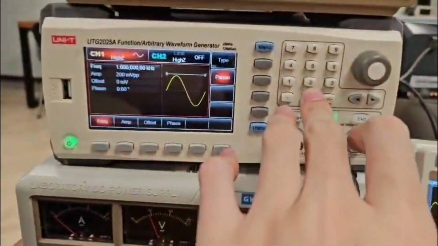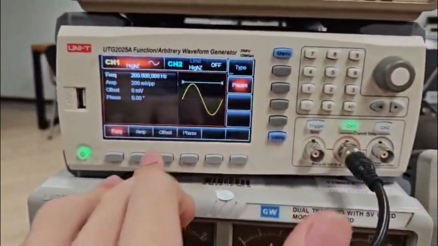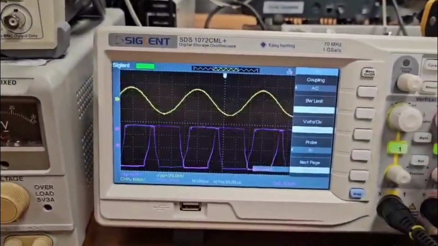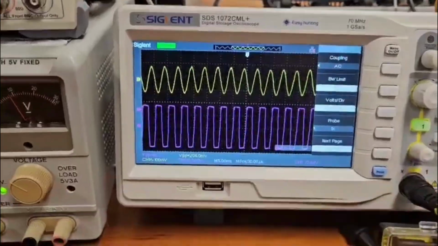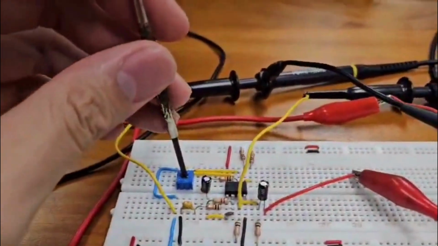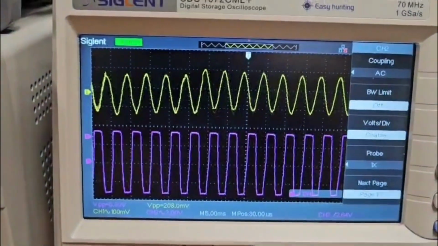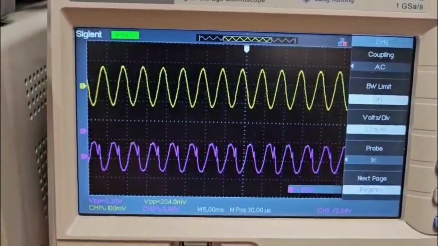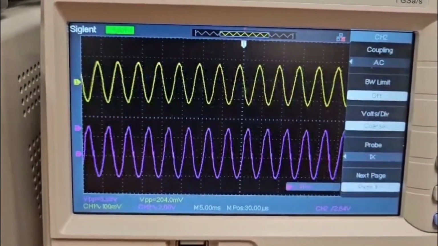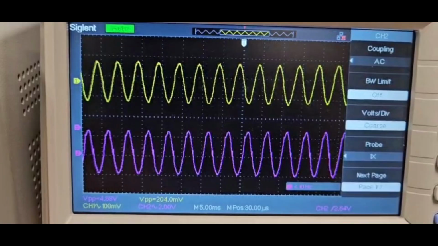So now I'll be changing the frequency to 200 Hz, and I'll try to trim until I get a perfect sine wave without any distortion or saturation. When I finally adjusted until I was satisfied, the VPP that I got was 4.68 volts.